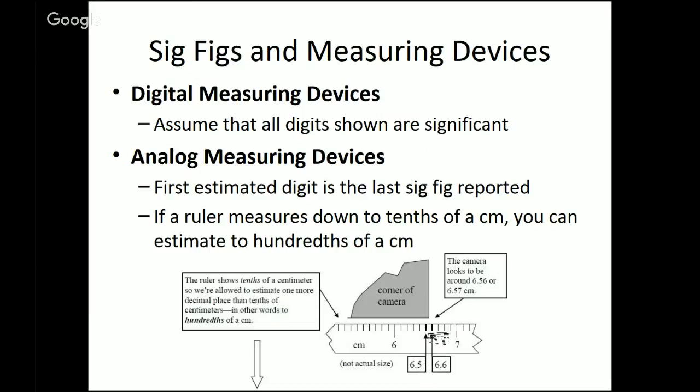So the 0.5 that you can see, that's not an estimation. You can clearly see that it goes at least to the 10th place. However, since it falls between 0.5 and 0.6, you're going to need to estimate to the 100th place. So for instance, maybe you think that that object extends to 6.57 centimeters, almost over to the 0.6. Since the first estimated digit would be the 100th place, you need to report down to the 100th place. That's the correct way to report that.